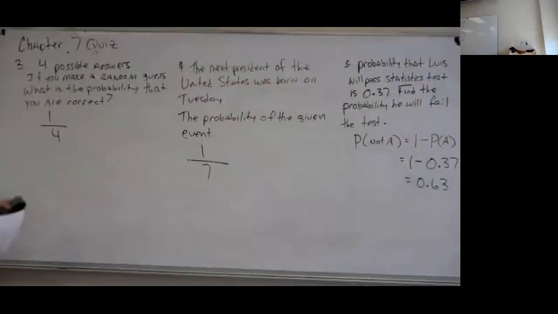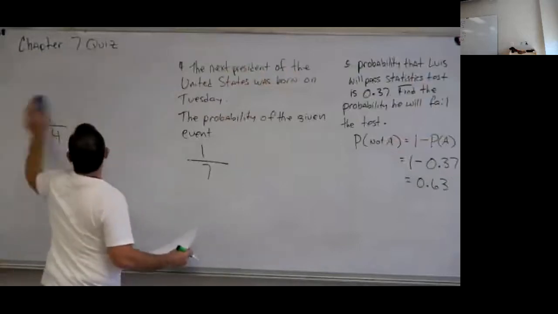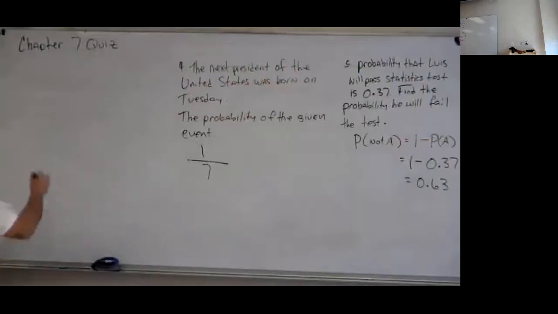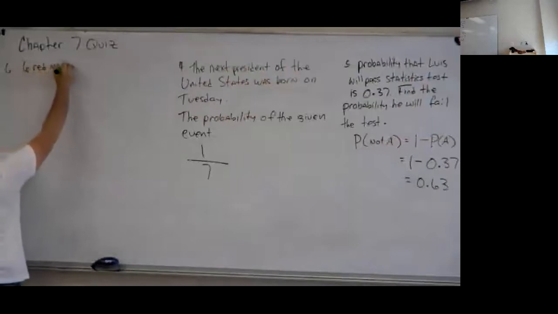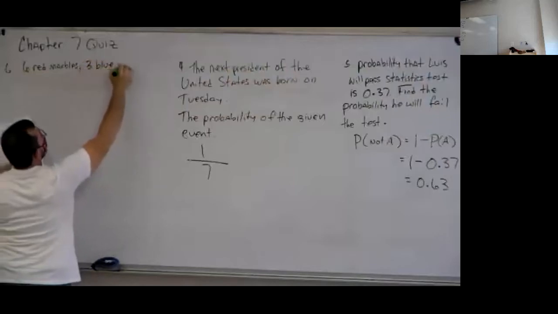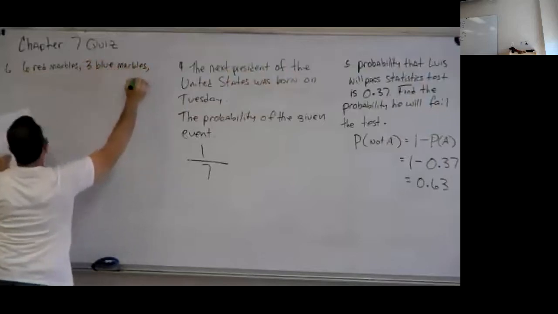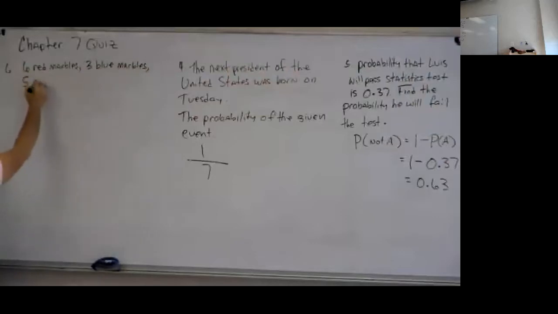All right, then we got the last one here. All right, so the last one on this quiz, a bag contains 6 red marbles, 3 blue marbles, 5 green marbles. What is the probability of getting a blue marble?